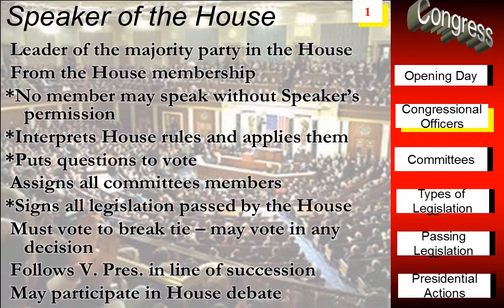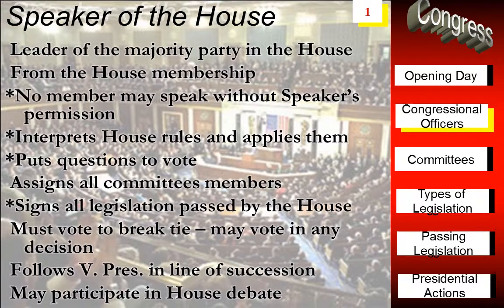So the Speaker of the House was selected the first day that the House got together at the beginning of its term. What exactly does the Speaker do? First of all, they are the leadership of the majority party in the House, obviously because they were elected by most of the members of the House, at least a majority of one. The Speaker of the House comes from the House membership. In other words, it's not just someone they picked up off the street or someone who was not even elected to the House. It comes from amongst the members.